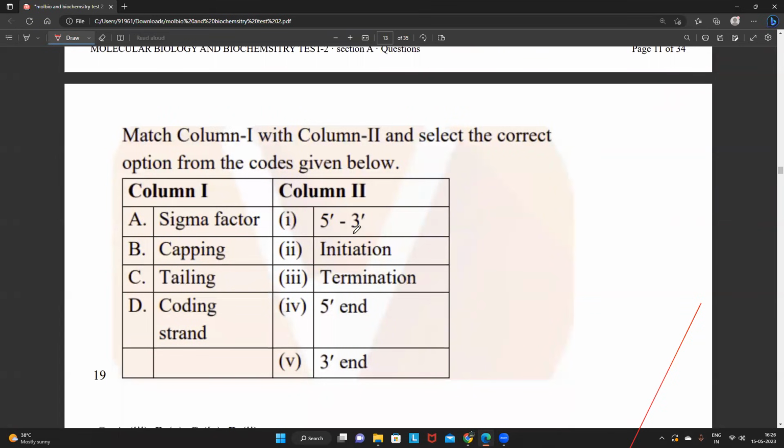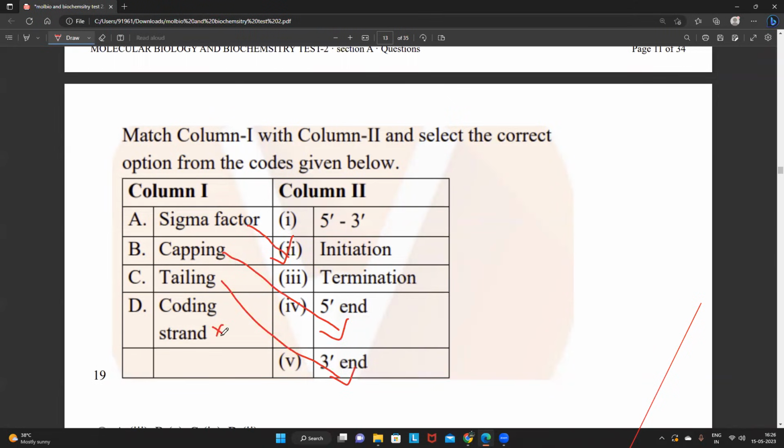You can easily answer this particular question. Sigma factor. What is the function of sigma factor, friends? To start the process of transcription. So it is required for initiation. You know, right? Capping means what, friends? We are adding the cap at which direction of the mRNA? At the 5' direction of the mRNA, we will add the cap. Where we add the tail, we will add it at the 3' end. Just now I told you, right?